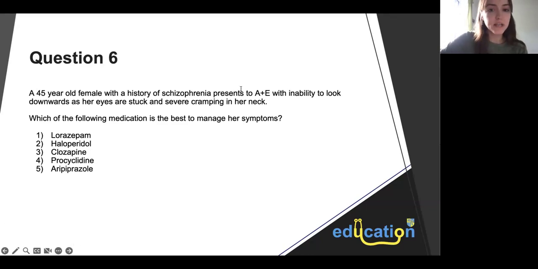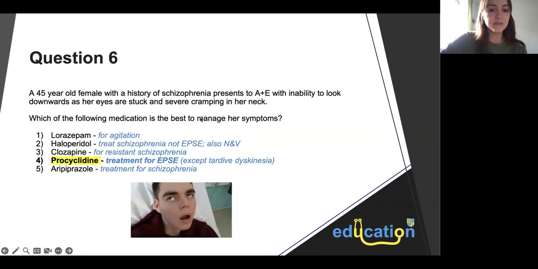So you all said the correct answer: you would want to give this patient procyclidine. This is one of the examples of an extrapyramidal side effect of antipsychotics. Someone suggested in the chat whether this is tardive dyskinesia, but actually it is acute dystonia. This is obviously an oculogyric crisis.